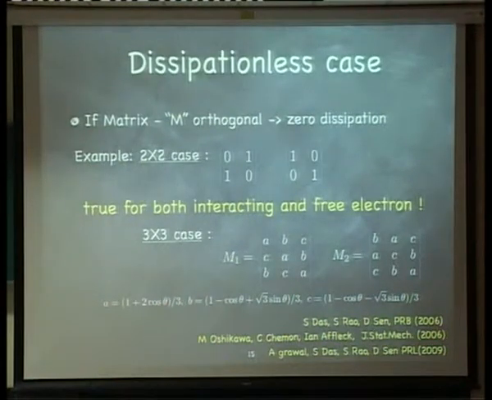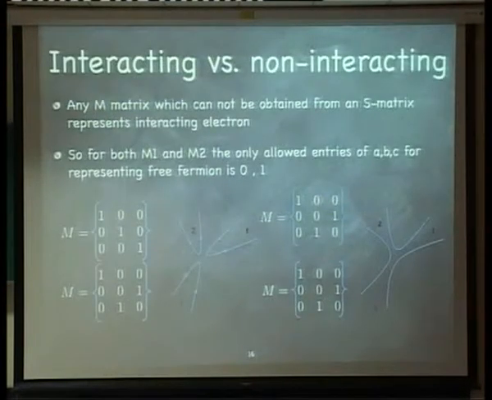Now I can ask this question: what happens if I take a 3-terminal case? Does it change? It actually changes quite a bit. So you see that these are both orthogonal, parameterized this way. These are two different one-parameter families of M matrices, each of which corresponds to a dissipation-less situation. There is no dissipation. So which are the ones which I can rationalize from a free fermion theory? These are the ones which you can rationalize from a free fermion theory. You can only put zeros and ones.